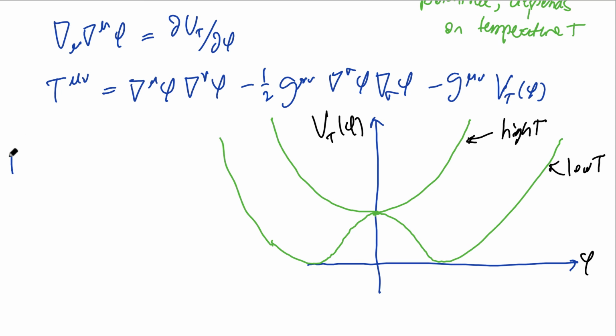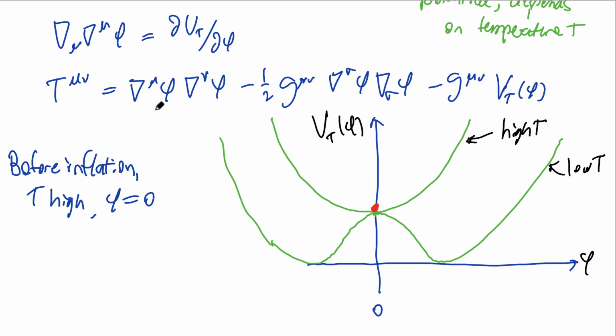So before inflation began, the temperature was high, and the potential curve looked like this. And a solution for phi to the equations of motion is just phi sitting at 0, sitting at the bottom of this potential. So phi equals 0. Phi equals a constant means the left-hand side here is 0, and phi sitting at the bottom of this potential well means dV d phi equals 0.